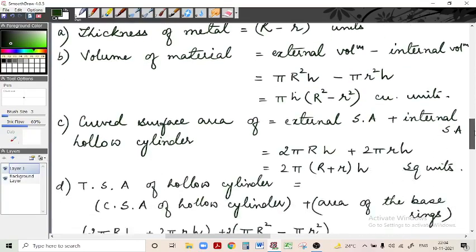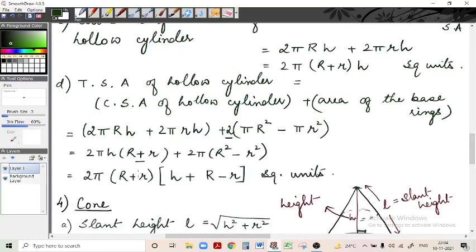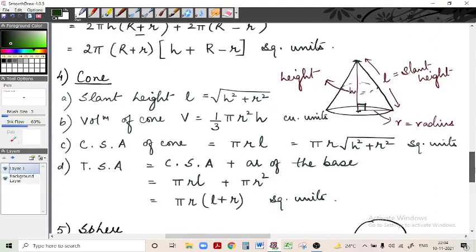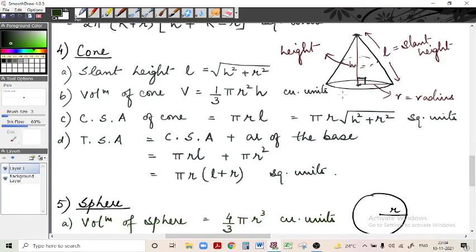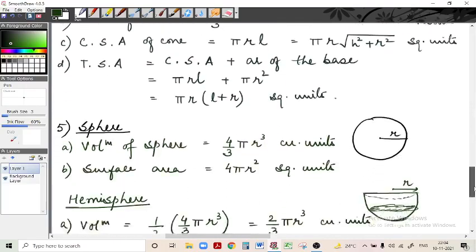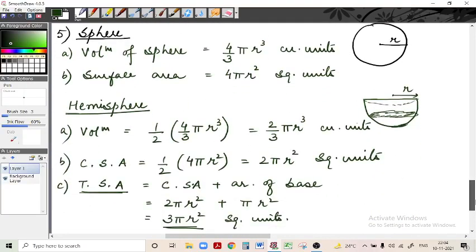Now after this, I have shown you how we can derive the formulas, right? Derivation of the formulas are also there. Then this is the cone, which just now I have explained how we can find out the total surface area. Then comes sphere, then comes hemisphere, right? I think my video will be beneficial for you to understand the formulas. Please write it in your record in your system, so that it will be beneficial for you in the future. Okay.